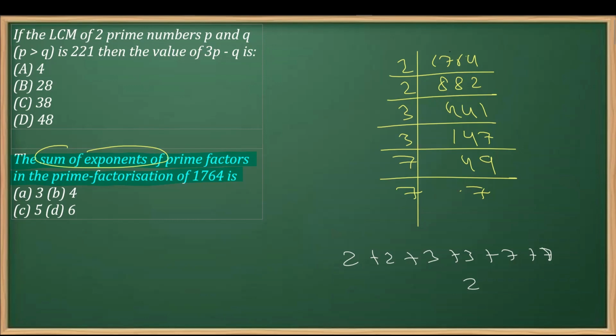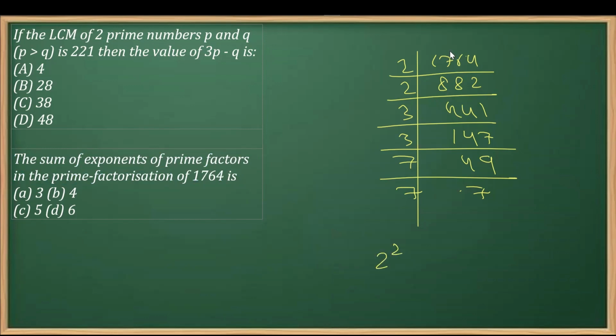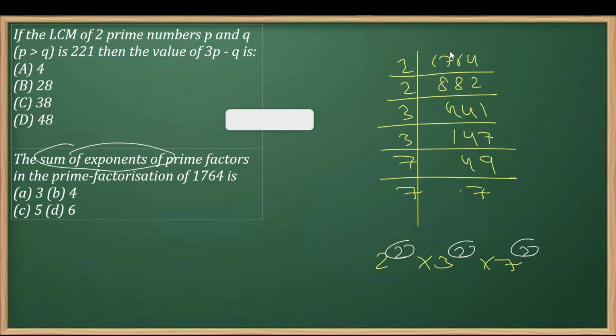Okay, we made a mistake, but we can recover it. What we have to get is the sum of the exponents and not the primes. So the first is 2 raised to the power 2. The next is 3 raised to the power 2. And the last one is 7 raised to the power 2. Then you have to see that we have to find the sum of the exponents, and the exponents are what? 2, 2, and 2. That means 2 plus 2 plus 2. That gives you how much? 6. So 6 is the correct option in this case.